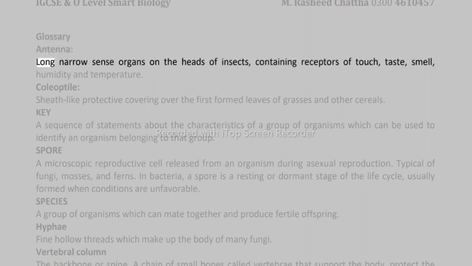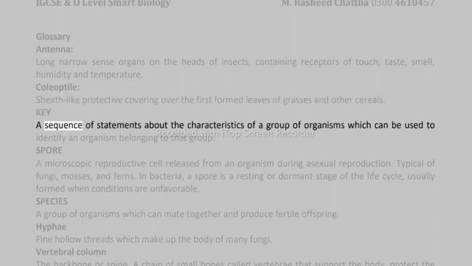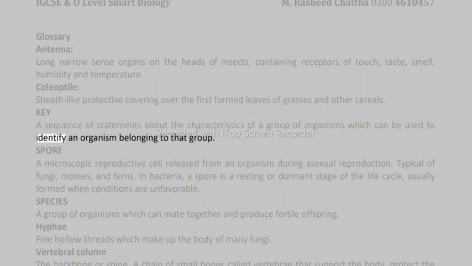Glossary. Antenna: long narrow sense organs on the heads of insects, containing receptors of touch, taste, smell, humidity and temperature. Coleoptile: sheath-like protective covering over the first formed leaves of grasses and other cereals. Key: a sequence of statements about the characteristics of a group of organisms which can be used to identify an organism belonging to that group.